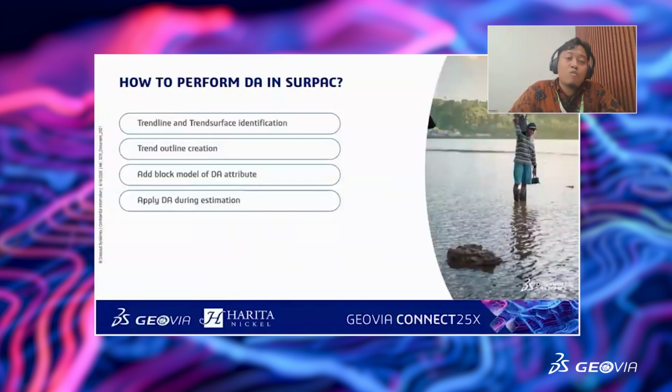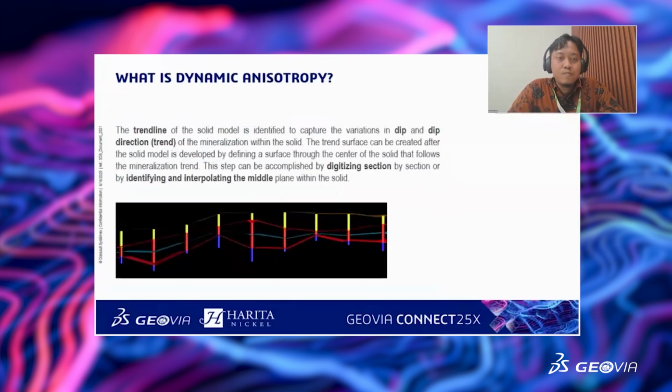And the next is how to perform the dynamic setup in SURPAC. There are four ways when we want to do the dynamic setup in SURPAC. The first is we create the trend line and trend surface. The second one is we create the trend outline. The third is we add the block model dynamic strategy and add the attribute. And the last is applying the dynamic strategy during the estimation.